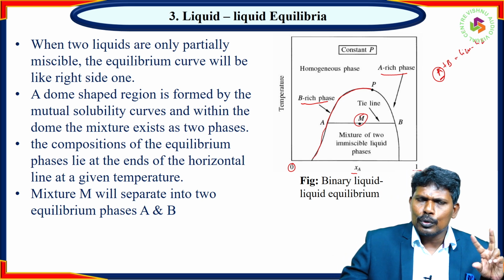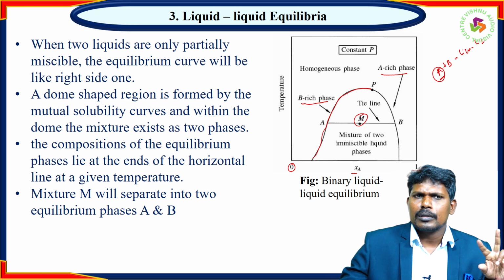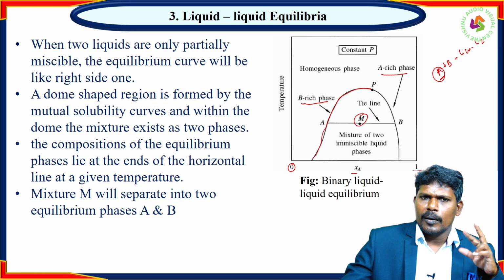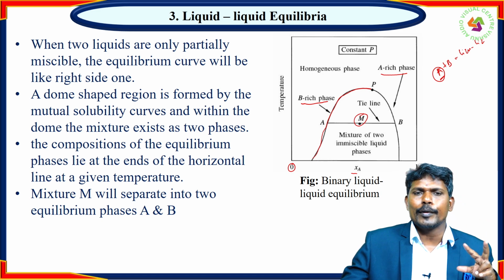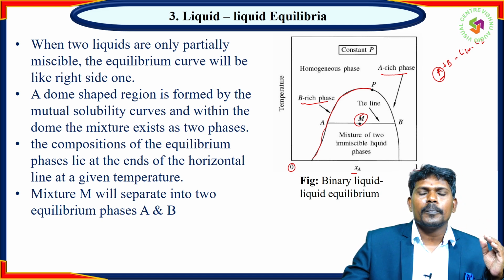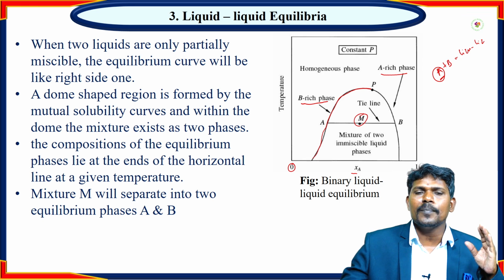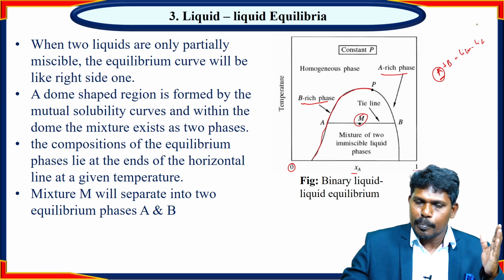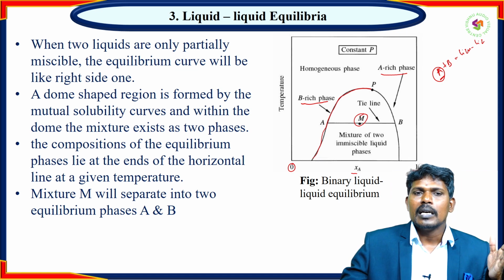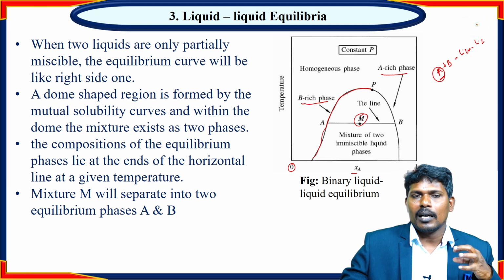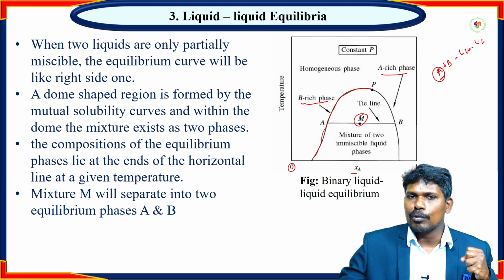So, when two compounds are in liquid equilibrium, what does the equilibrium curve look like? The equilibrium curve looks dome shaped. When you draw the diagram of temperature versus mole fraction at constant pressure, the curve looks like this.